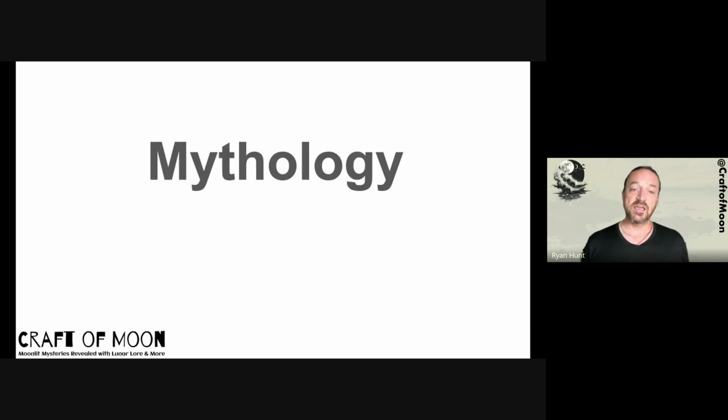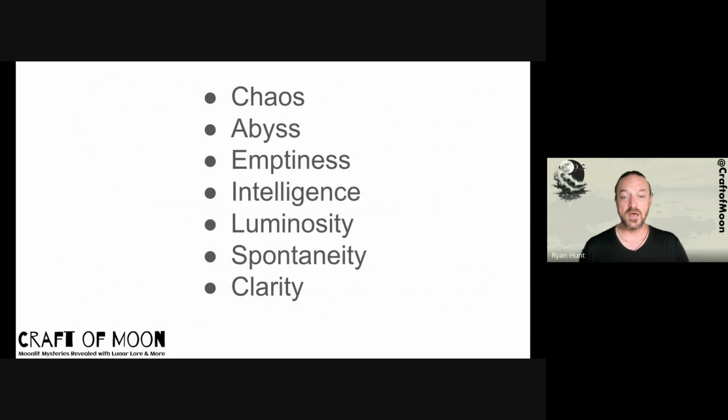Next, we're going to be looking from the standpoint of mythology. And again, we come back to the blank screen, the tabula rasa, the empty piece of paper, the white canvas, so to speak. And when we look at it from a mythological standpoint, we are able to derive concepts such as chaos, the abyss, emptiness, pure intelligence, luminosity, spontaneity, and clarity.